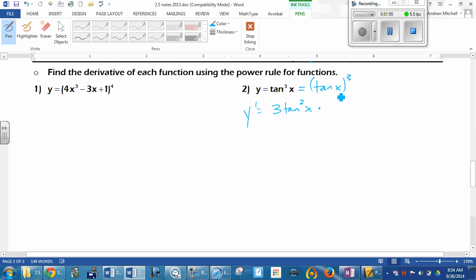What's the derivative of tangent? Secant squared. Need to know that for your quiz on Monday. All right, so that is it for that one.